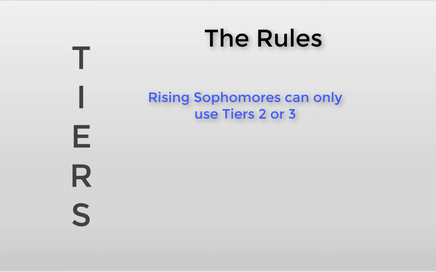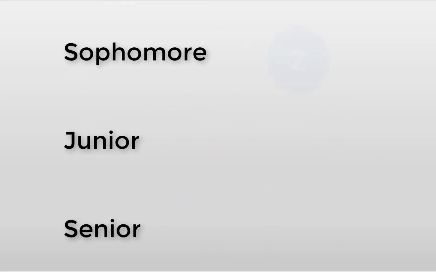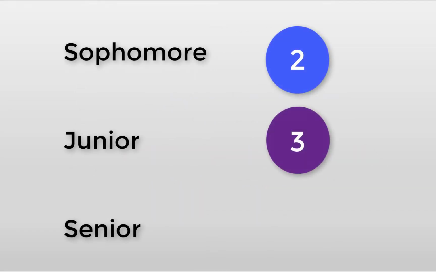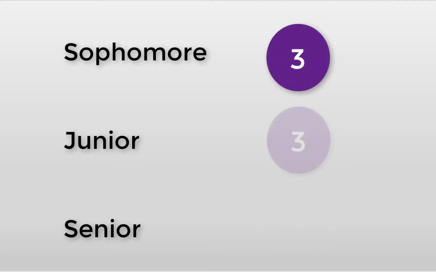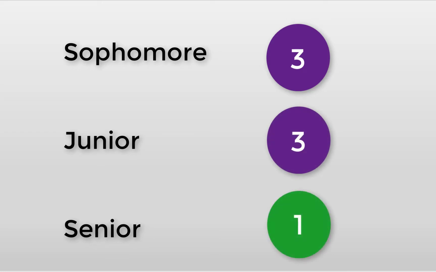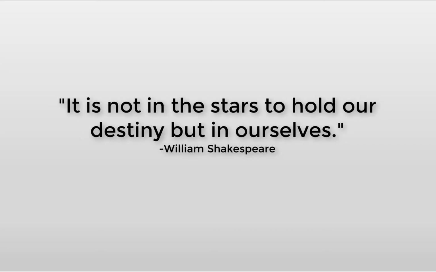Rising sophomores, those students who are currently freshmen but will be sophomores next autumn quarter, can only use Tiers 2 or 3. All students can only use Tier 1 once, and all students must use Tier 3 at least once. This means as a sophomore you can use Tier 2, as a junior Tier 3, and as a senior Tier 1, or as a sophomore you can use Tier 3, as a junior Tier 1, and as a senior Tier 2. Or as a sophomore you can use Tier 3, as a junior Tier 3, and as a senior Tier 1. It's up to you. The tier system may seem a little confusing at first, but it's designed to let you decide when you want your best shot at getting your most preferred housing.